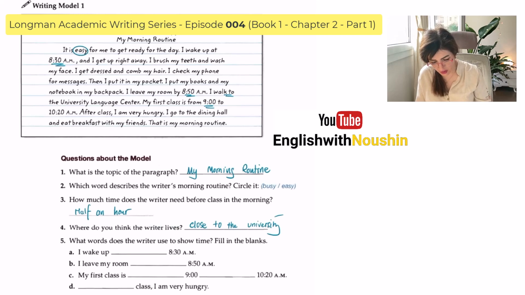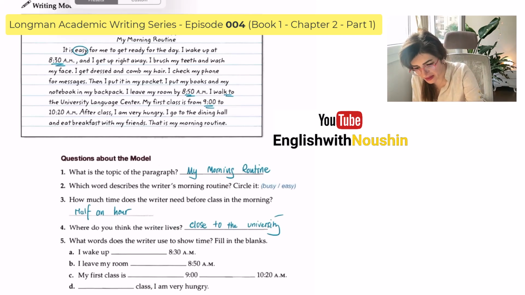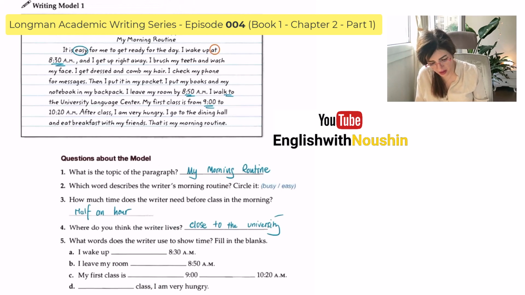What does the writer use to show time? Fill in the blanks. So I wake up. Let's see. I wake up at. I leave my room by. And my first class is from. And then to. And then after class, I'm very hungry. So, again, I wake up at.